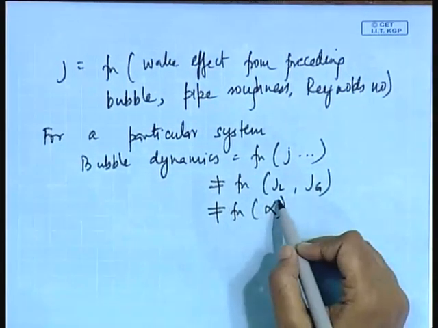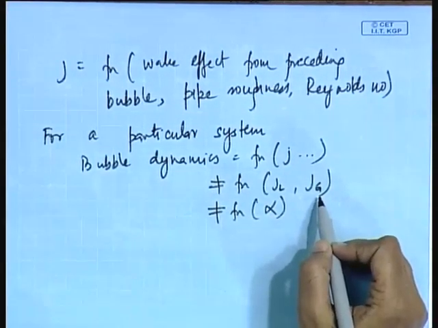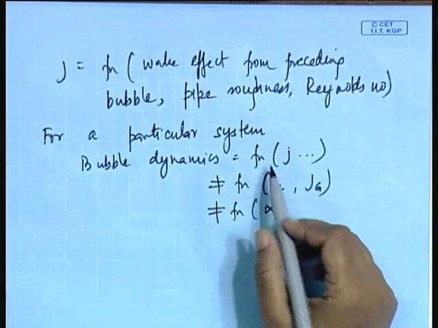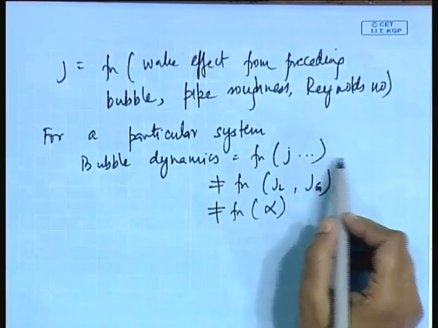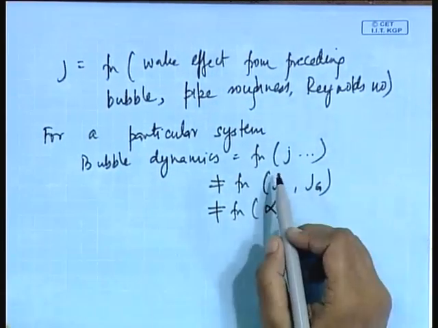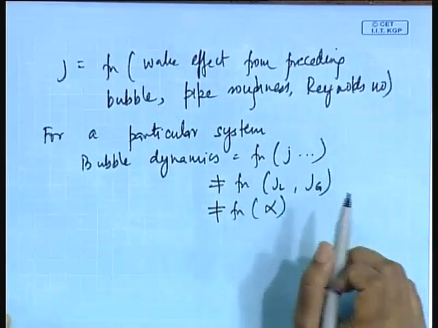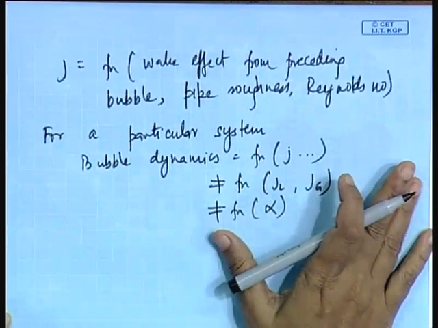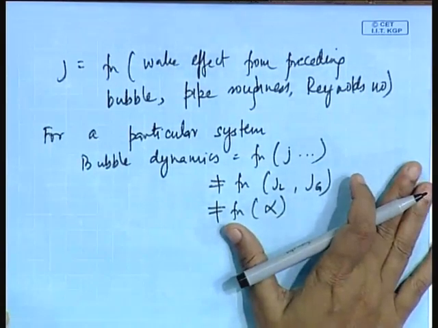It does not depend upon the individual fluxes JL, JG, and it also should not depend upon alpha. It should primarily depend upon J and certain other factors. For a particular system under particular flow conditions, it depends on J only. So this we have got by considering slug flow characteristics. You agree with me, all of you?